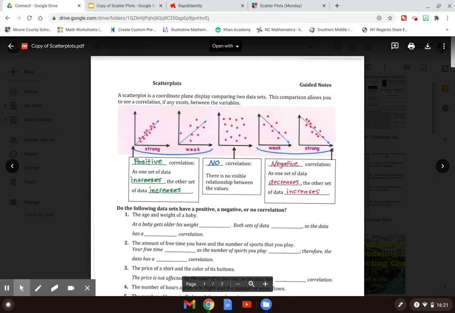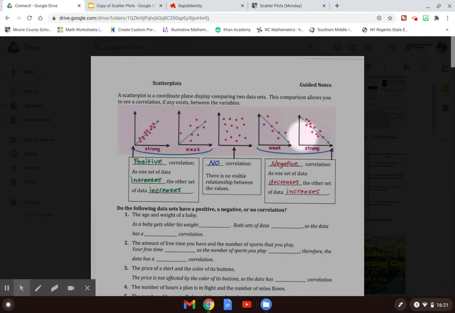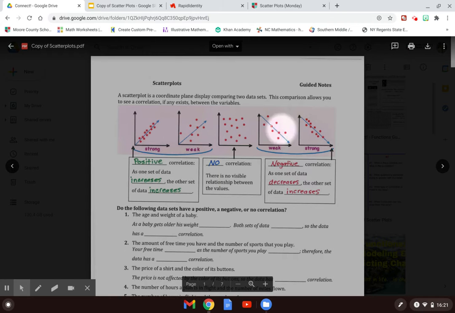Well, the points of real life data don't always lie on a straight line. So we have in a scatter plot a coordinate plane display, and it's displaying two sets of data. It's a graph that relates two sets of data, and the data is plotted as ordered pairs on the coordinate plane. As you look at the four diagrams below, you can see that all of them are points plotted, or ordered pairs plotted, on the coordinate plane.